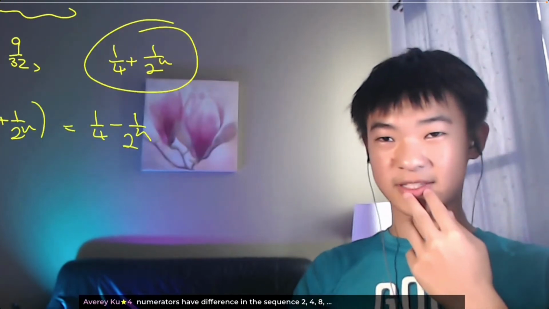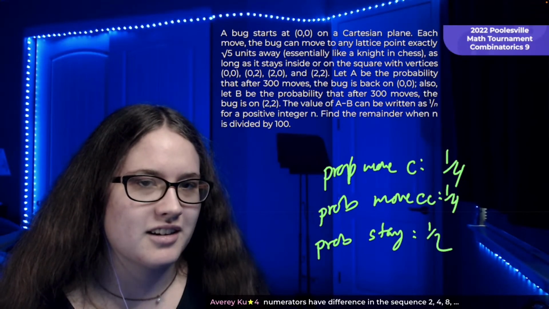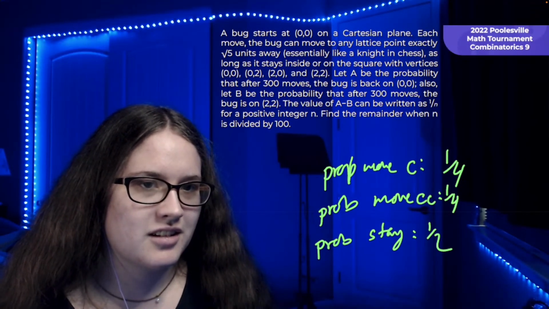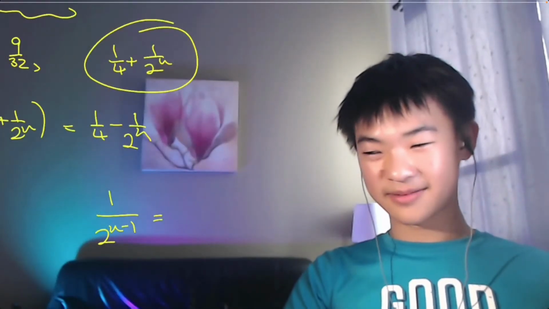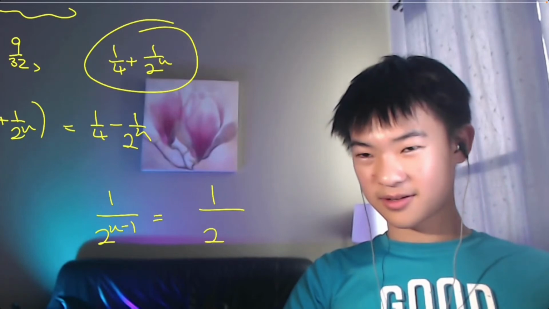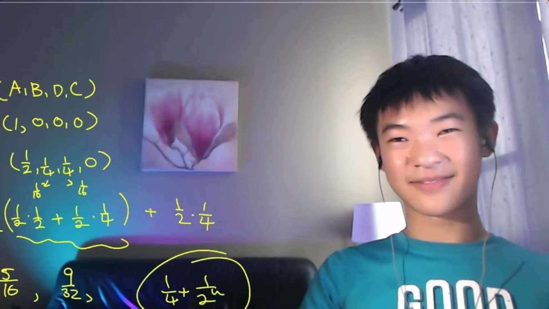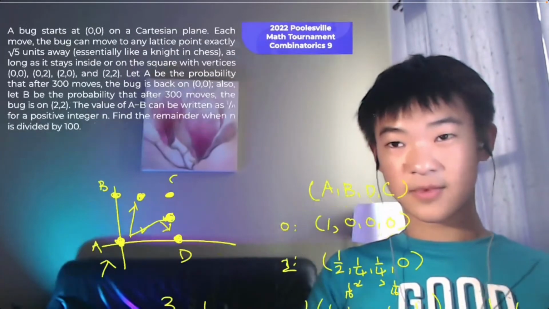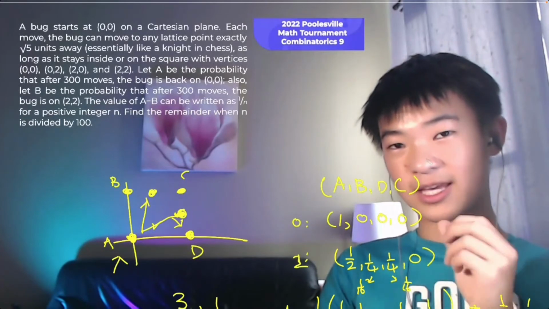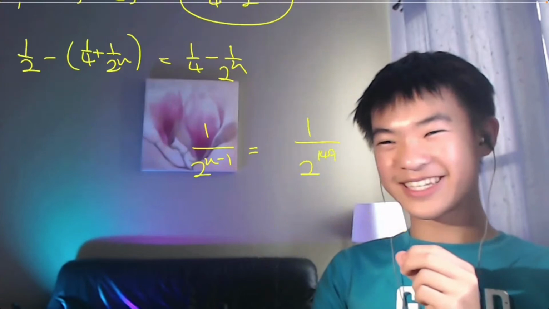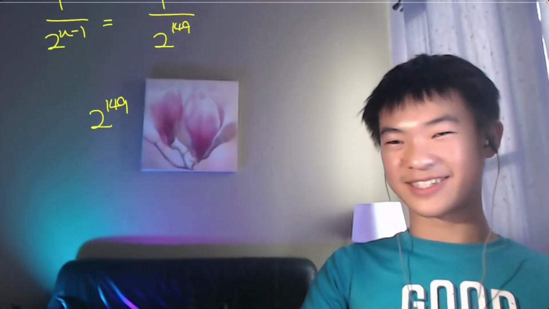And we're seeking the difference. So that's 2/2 to the n. And then because it's 150 moves, this would be 1/2 to the 149. And just as a reminder, let's look back at the problem. Can be written as 1/n for positive integer n. Find the remainder when n is divided by 100. So this has become 2 to the power of 149 mod 100.